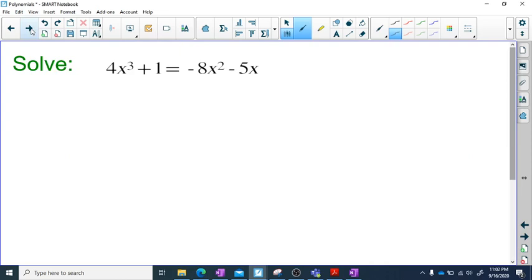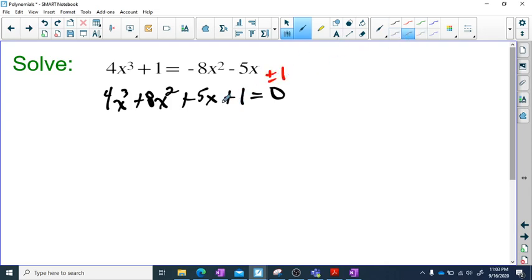Okay, so let's have another look at an example here. So if I had 4x cubed plus 1 equals negative 8x squared minus 5x, and I wanted to solve this polynomial equation. Well, much like quadratics, you must always make it equal to 0 first. So let's rearrange. 4x to the third plus 8x squared plus 5x plus 1 equals 0. Well, the good news is I've only got two options that could possibly make this equal to 0. In theory, they would be plus or minus 1. That's the only factors of 1.